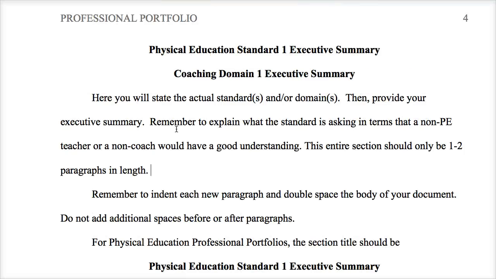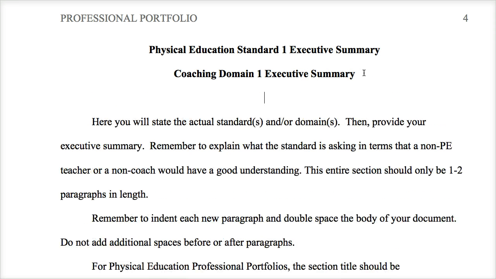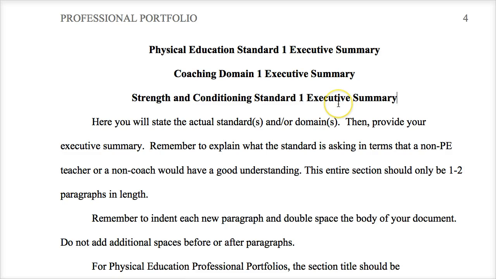And then you're going to use a section title similar to up here that I have in the template. Now, if you're a strength and conditioning coach, I didn't put this in here. Strength, oops, and conditioning standard 1. So that would be your section title if you're strength and conditioning. You only use one of these section titles.